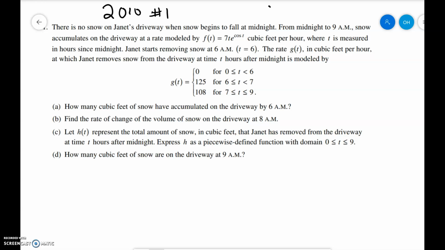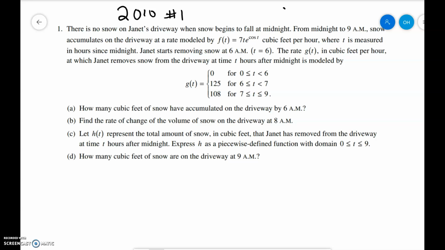Hey, we're gonna tackle from the AP Calculus AP exam free response 2010 number 1. So let's jump into it and try to knock this out in less than 15 minutes.